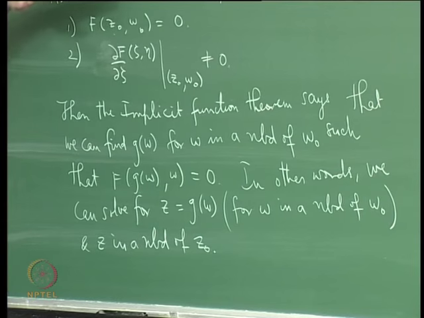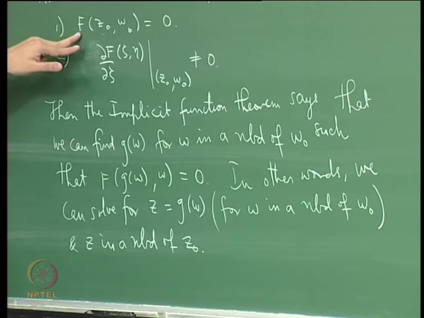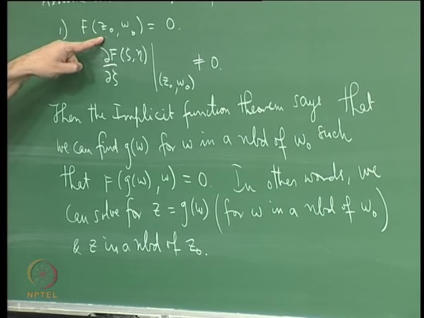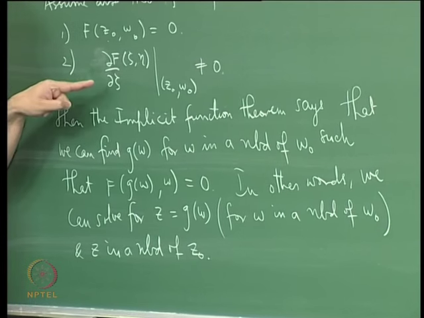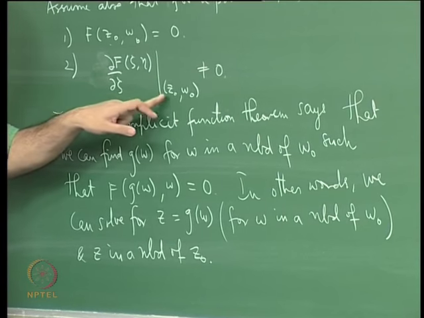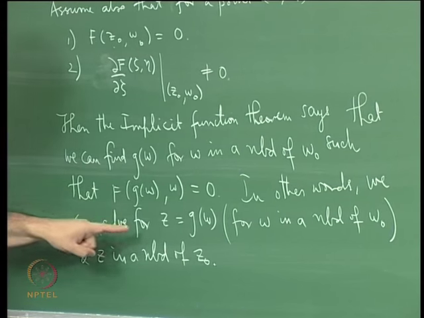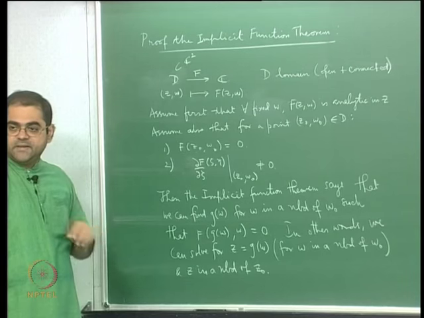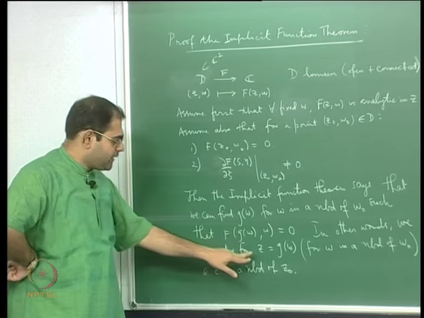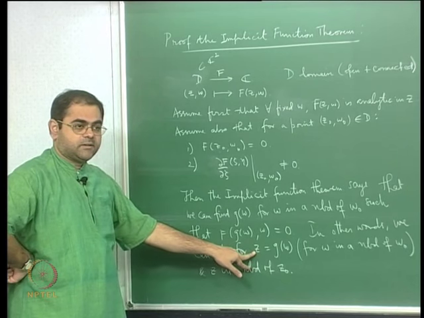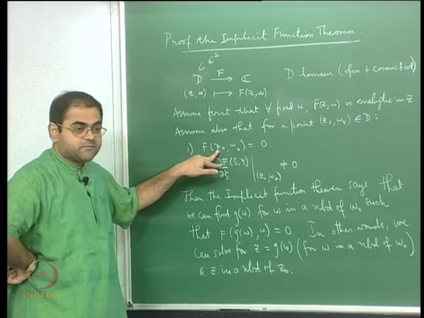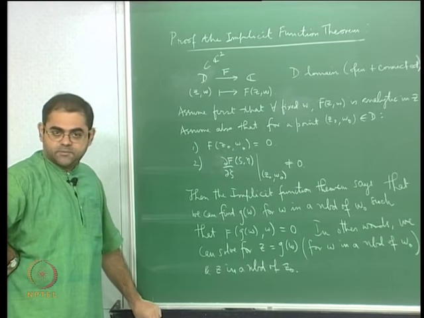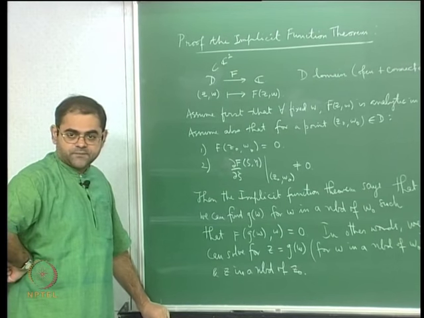So the whole idea is, a function of two variables has a 0 at a point. With respect to the first variable, if the derivative is non-zero at that point, then you can solve for the first variable as a function of the second variable in a neighborhood, in a suitable neighborhood of the point corresponding to the first variable and a suitable neighborhood of the point corresponding to the second variable. This is what it says, right.